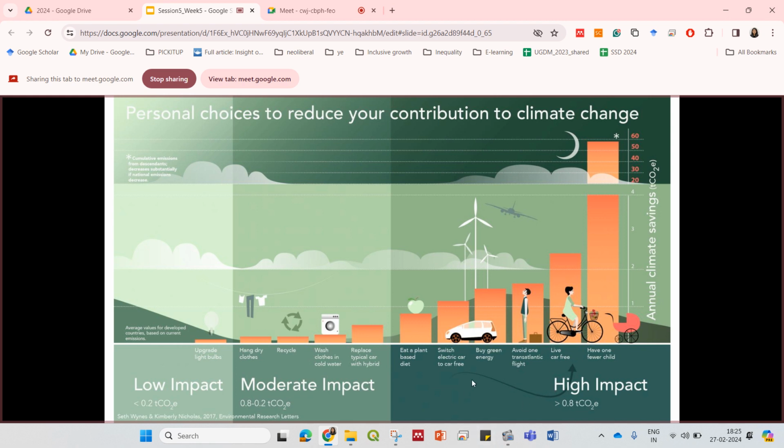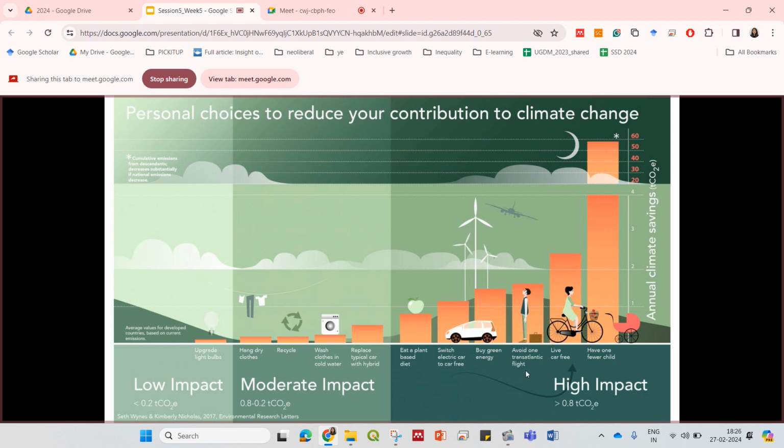Then the choices which you can make which will have the highest impact on climate change mitigation, or the amount of CO2 that you release, will be if you eat a plant-based diet. So eating a diet which comes from plant sources, not from animal sources. Then switching to an electric car, or going car free. So either you switch to an electric car or you just go car free, you use public transport, and buying green energy. These will also have high impact.